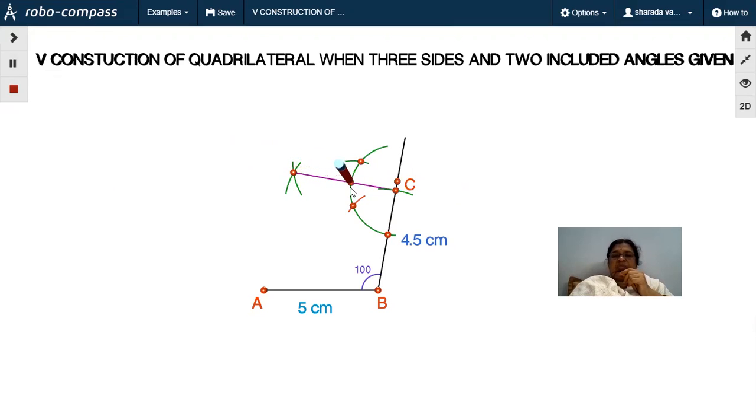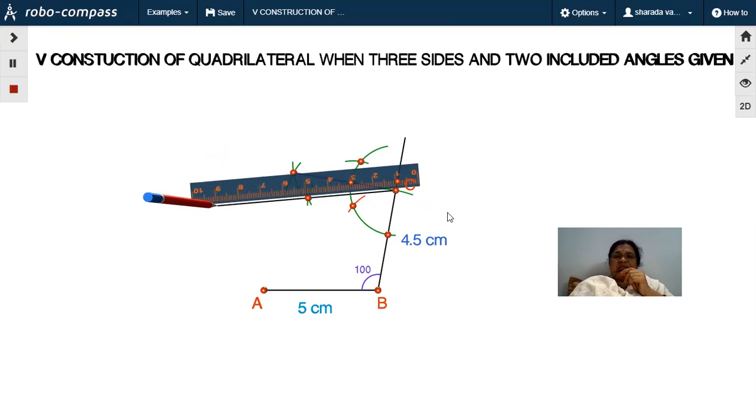Again, you have to keep the point like this. See carefully, observe carefully. You draw an arc with the same radius. Don't disturb the radius. With the same radius, you have to intersect the previous arc. So let that point be, locate that point, and now you join C through that point. See, you have to extend the line like this.